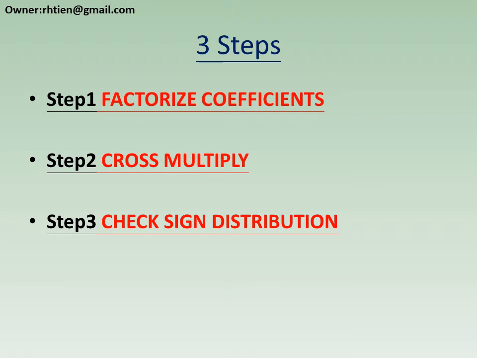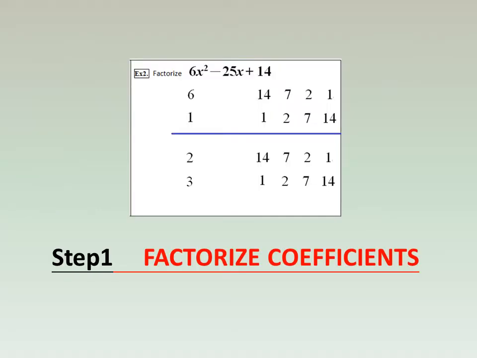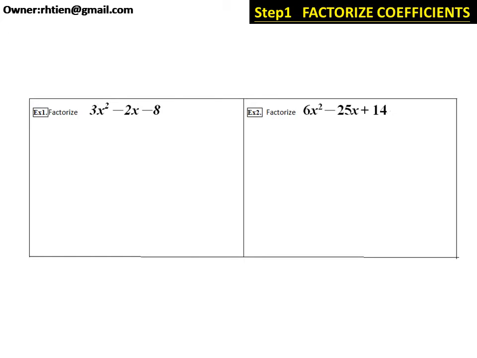Step 1. Factorize coefficients. Step 2. Cross-multiply. Step 3. Check sign distribution. Step 1. Factorize coefficients. We have 2 examples for this video. For convenience, we start from example 2.